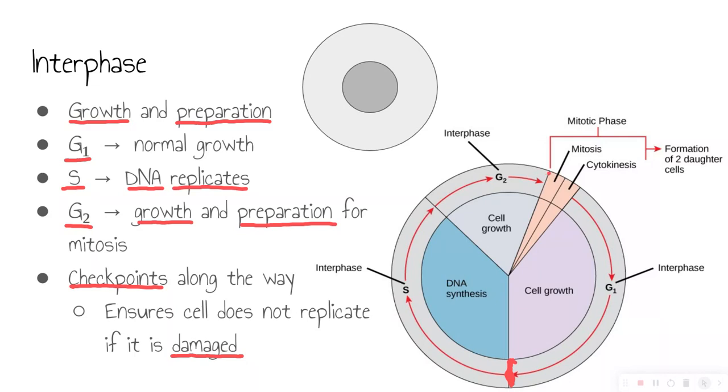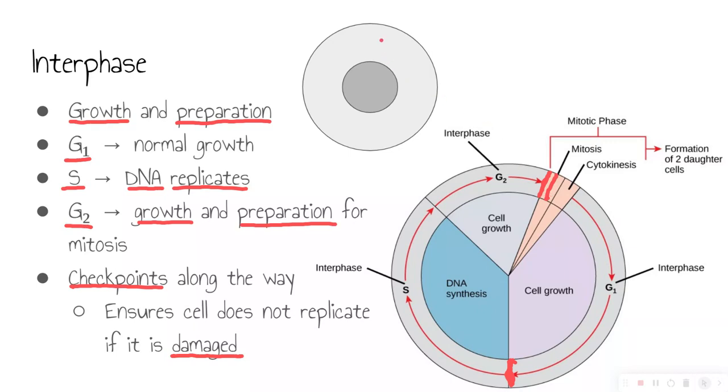But if we get to the end of G2 and something is wrong, then our cell is going to say, nope, not ready to replicate. We're going to stop right here. If everything is good, then we're going to proceed on. And we're going to have one more checkpoint during metaphase. And this is a stage of mitosis. So if we're in the middle of mitosis at metaphase and something is wrong, then our cell is going to say, nope, not ready, and it's going to stop mitosis.